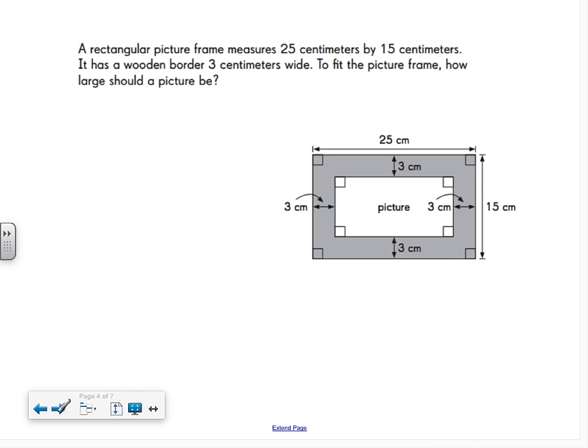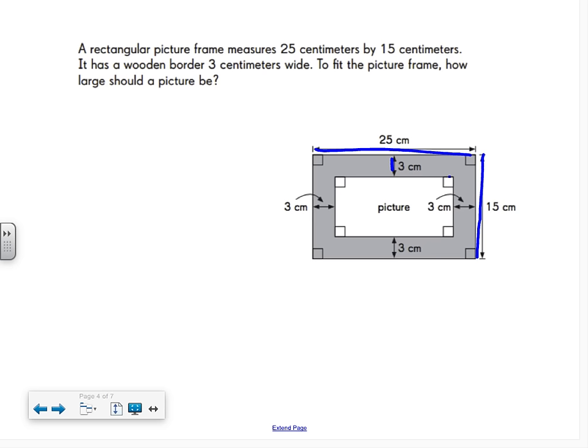All right, this one. Pause again and then unpause. This one's a little different when you're ready. A rectangular picture measures frame. So this is a picture frame. So knowing what I know, this part's the frame that goes around. The frame measures 25 centimeters by 15 centimeters. And again, I'm looking. 25 by 15. Okay. It has a wooden border 3 centimeters wide, which is just this frame. To fit the picture frame, how large should the picture be?